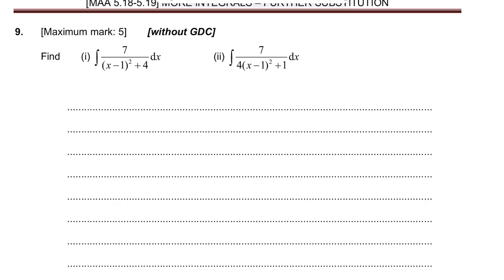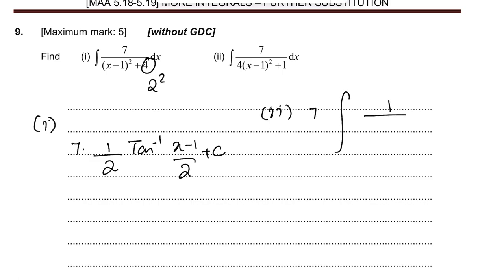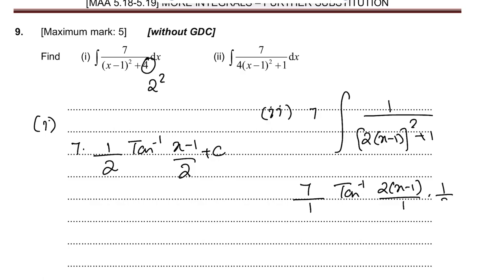Question number 9. 7 upon (x minus 1) whole square plus 4. So 4 can be written as 2 square. So 7, 1 upon a tan inverse of x upon a plus c. That is the first part. Coming to the second part. 7 outside, 1 upon, it can be written as (2(x minus 1)) whole square plus 1. So 7, 1 upon a tan inverse of 2(x minus 1) divided by a times 1 upon 2 plus c. So my final answer is going to be 7 upon 2 tan inverse of 2x minus 2 plus c.